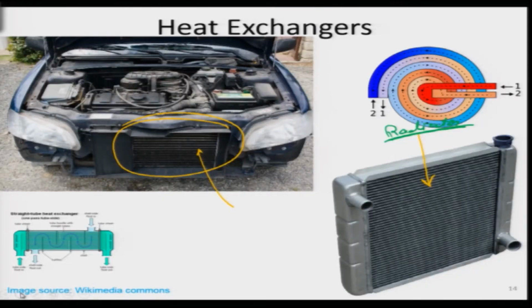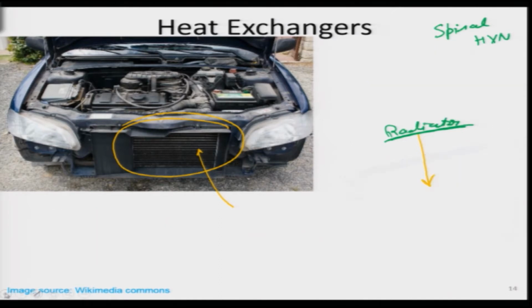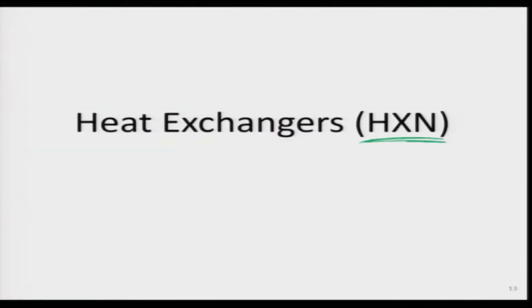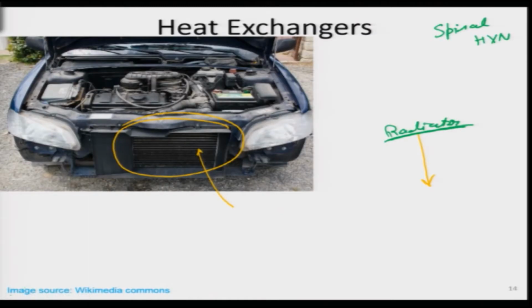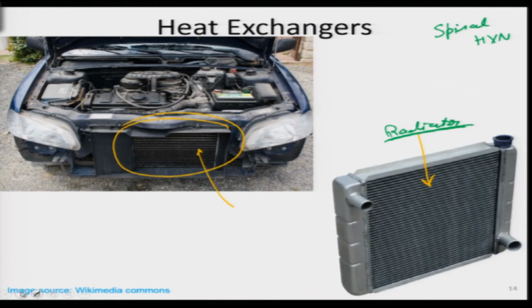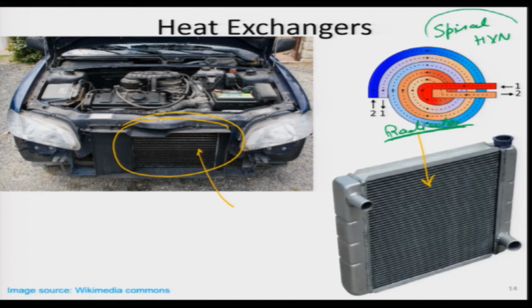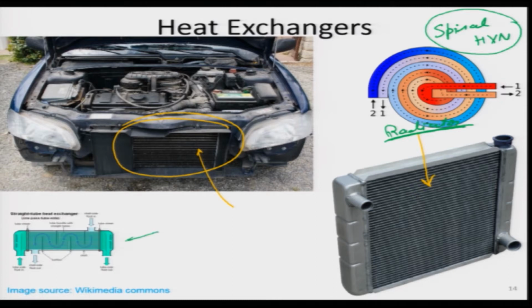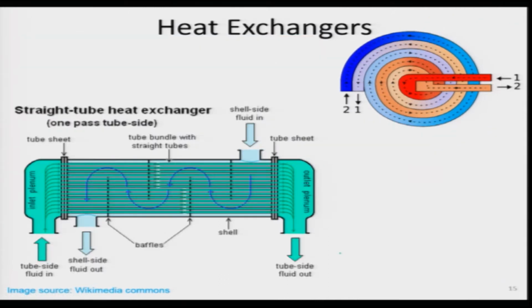So, this is one type of spiral heat exchanger, and on the first slide I had mentioned that the heat exchanger community usually abbreviates it as HXN. So, instead of writing the full name, I can sometimes write spiral heat exchanger like this. Then we will also look at some very interesting types of heat exchanger like the shell and tube type, which I can show in the zoomed in image over here.